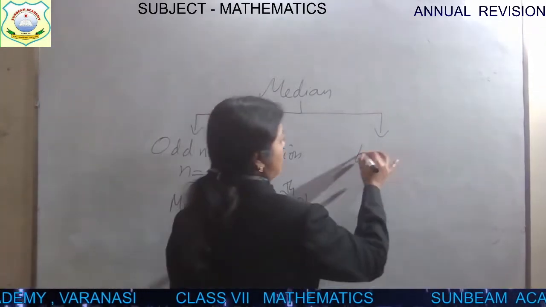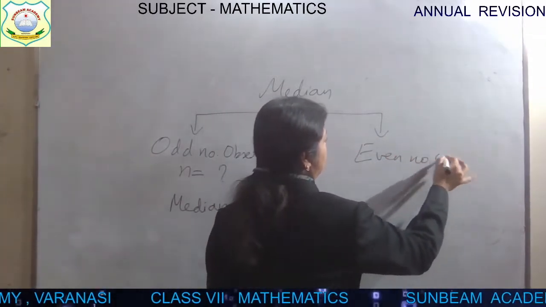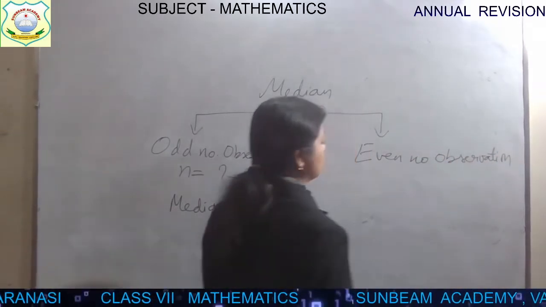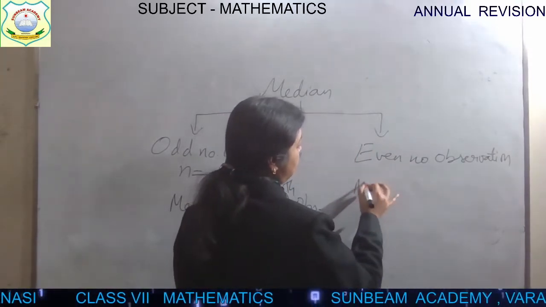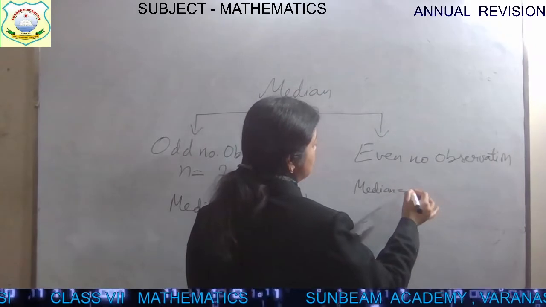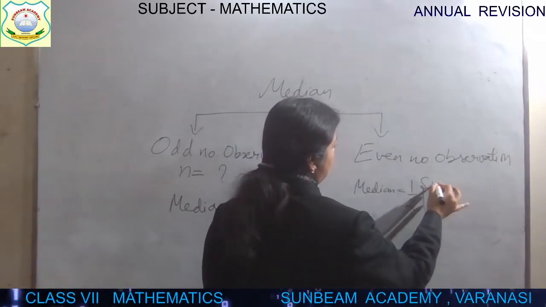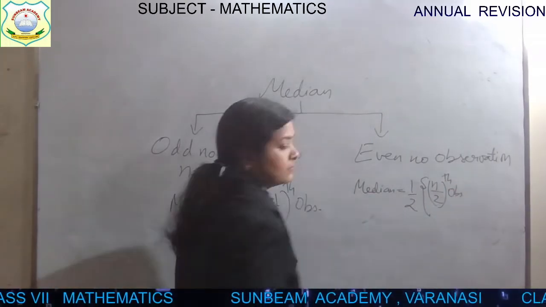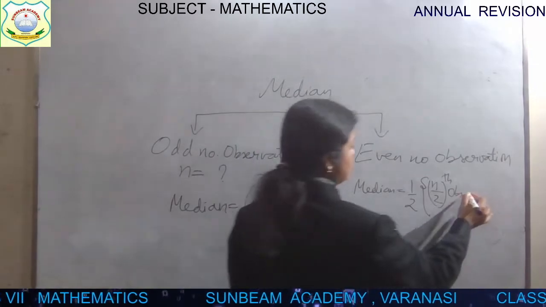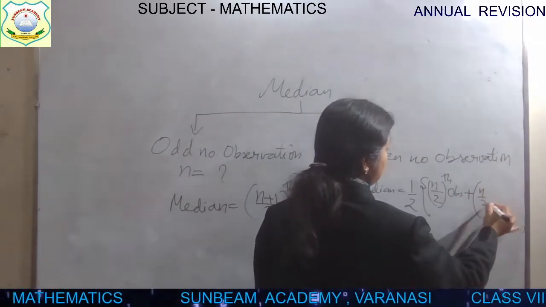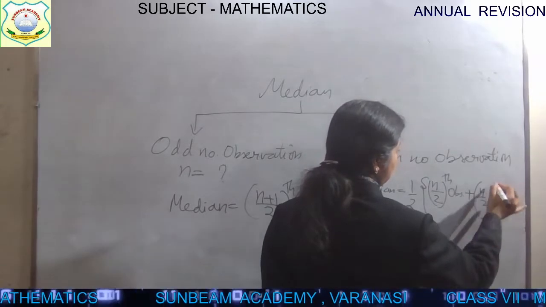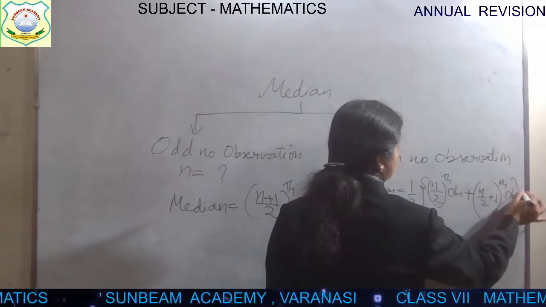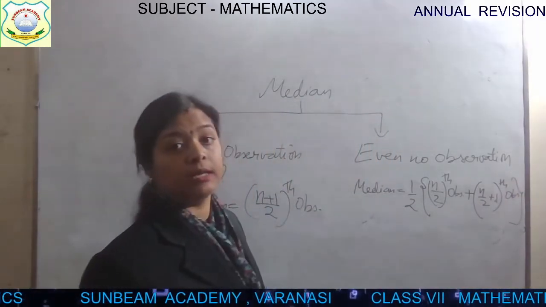What if it is even number of observation? अगर ये even number observation हुआ तो median is equal to what children? Half of n by 2th observation, ठीक है, n by 2th observation plus n by 2 plus 1th observation. Okay, this will give you the median for even number of observation.